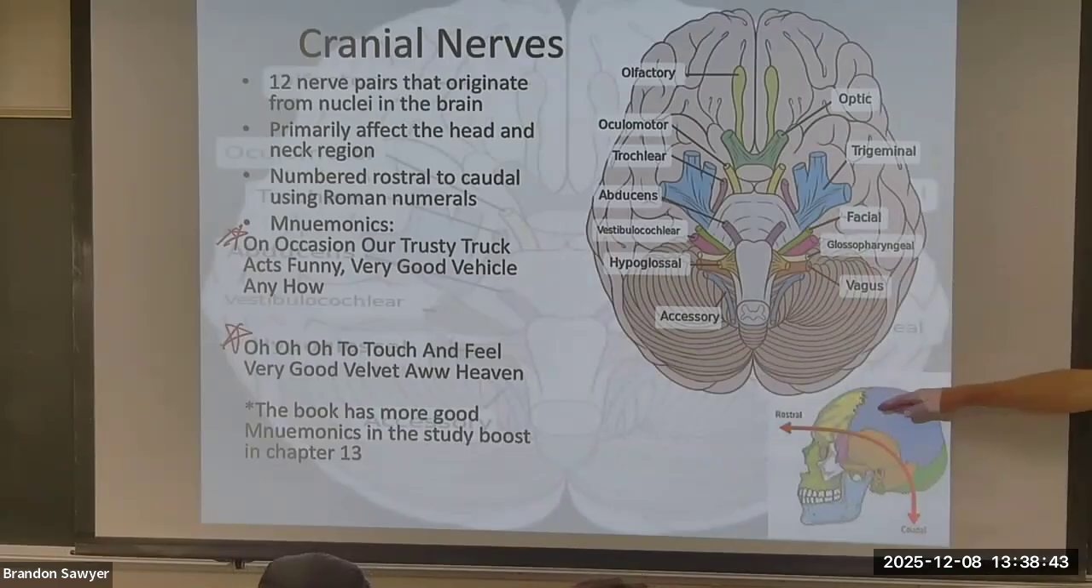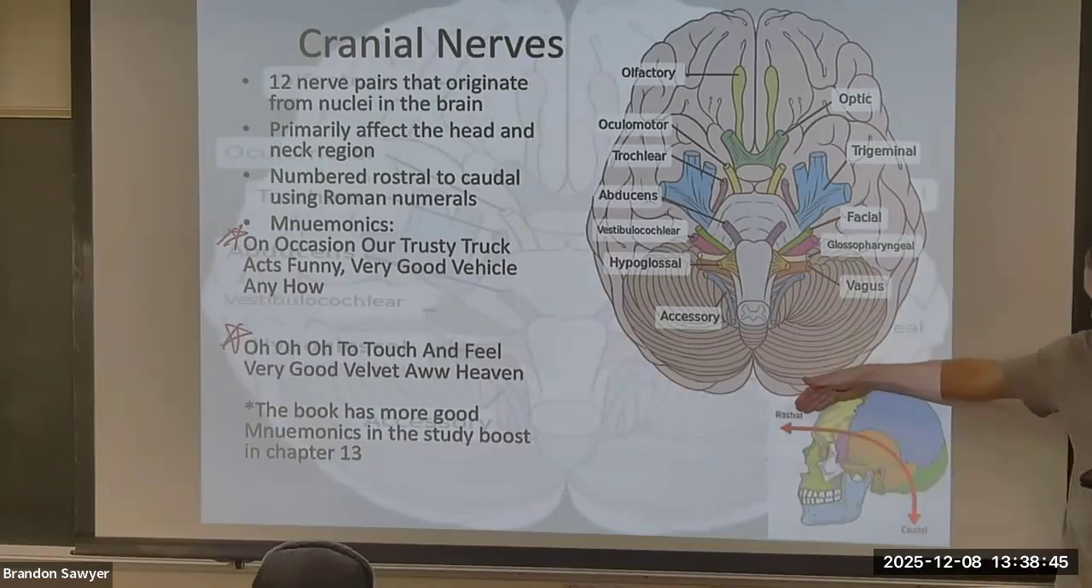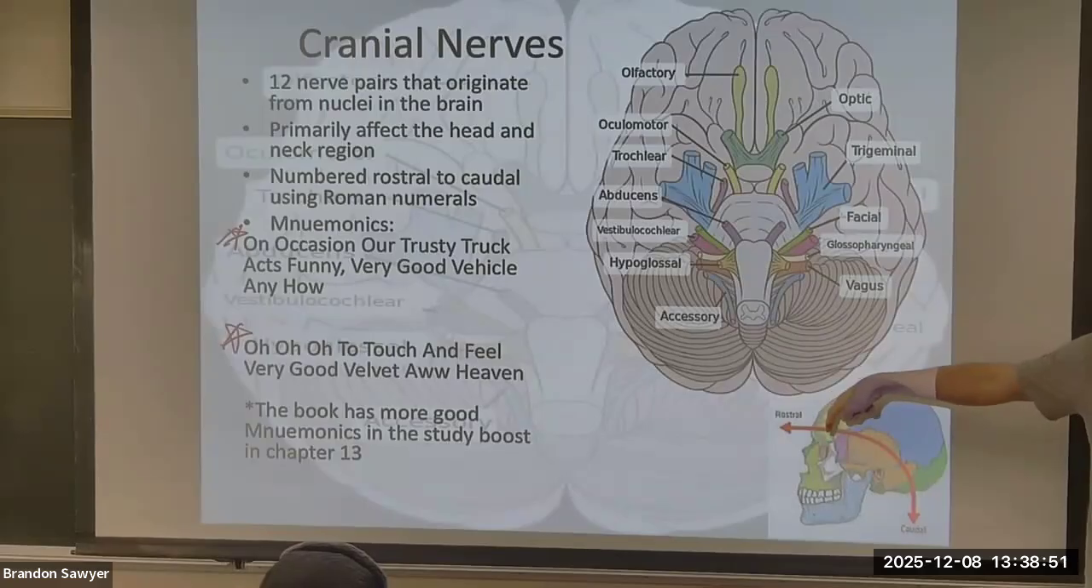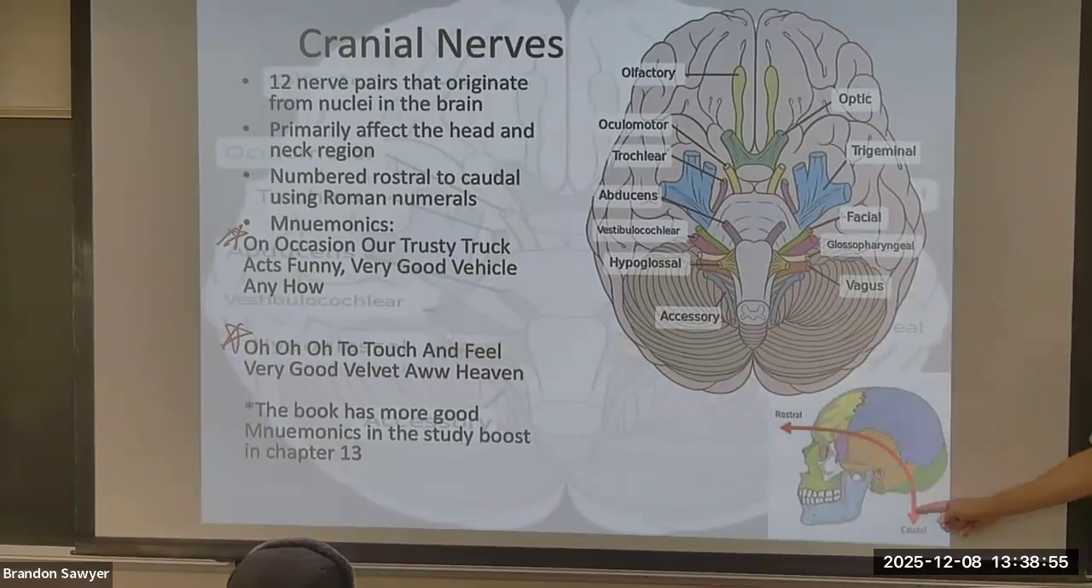So the way that they're numbered is from what's called rostral to caudal. Okay, so the one that's closest to your forehead, pretty much, is the first one, right? And then down through the cerebrum and down through the brainstem. 12 is down there at the very bottom. And you guys got to see some of these in the sheep brain last week, right?